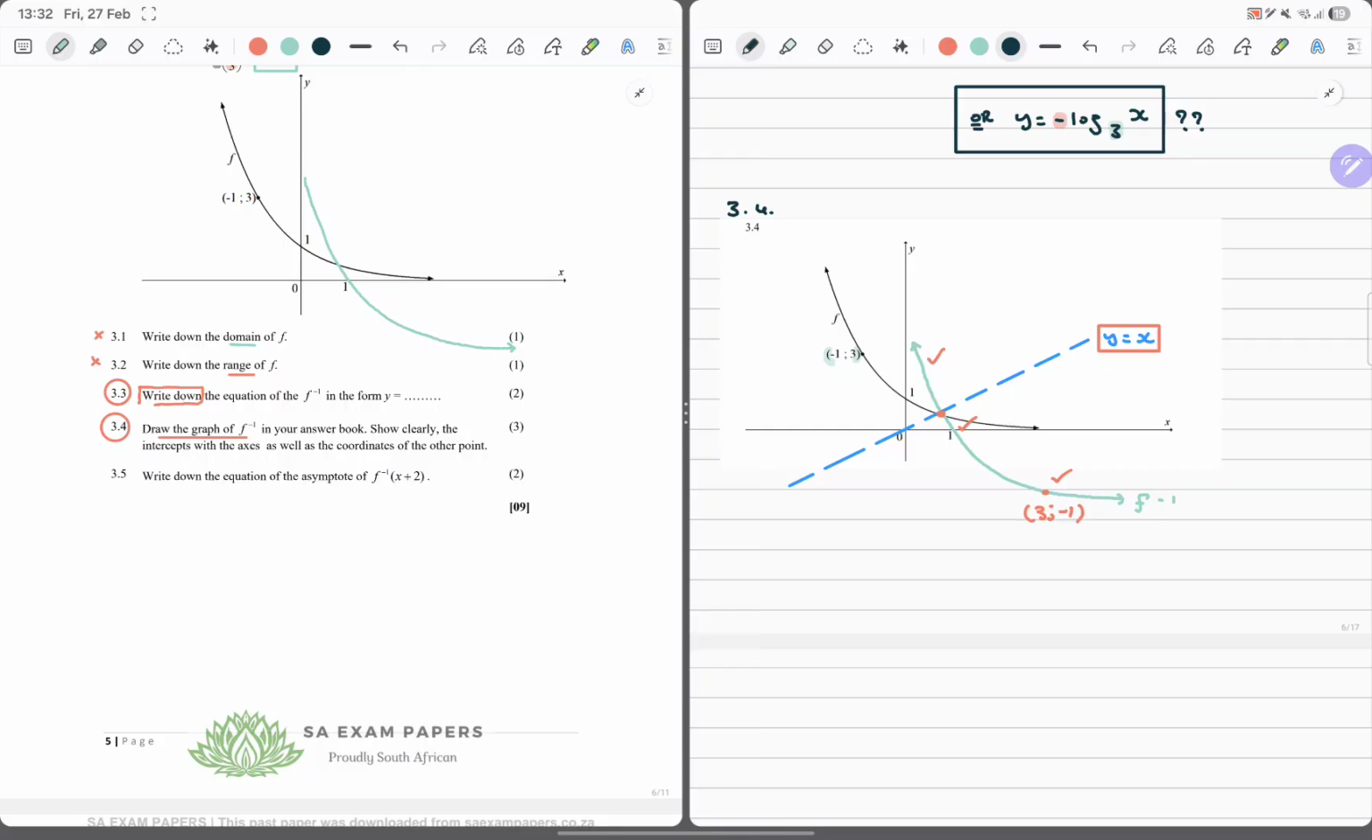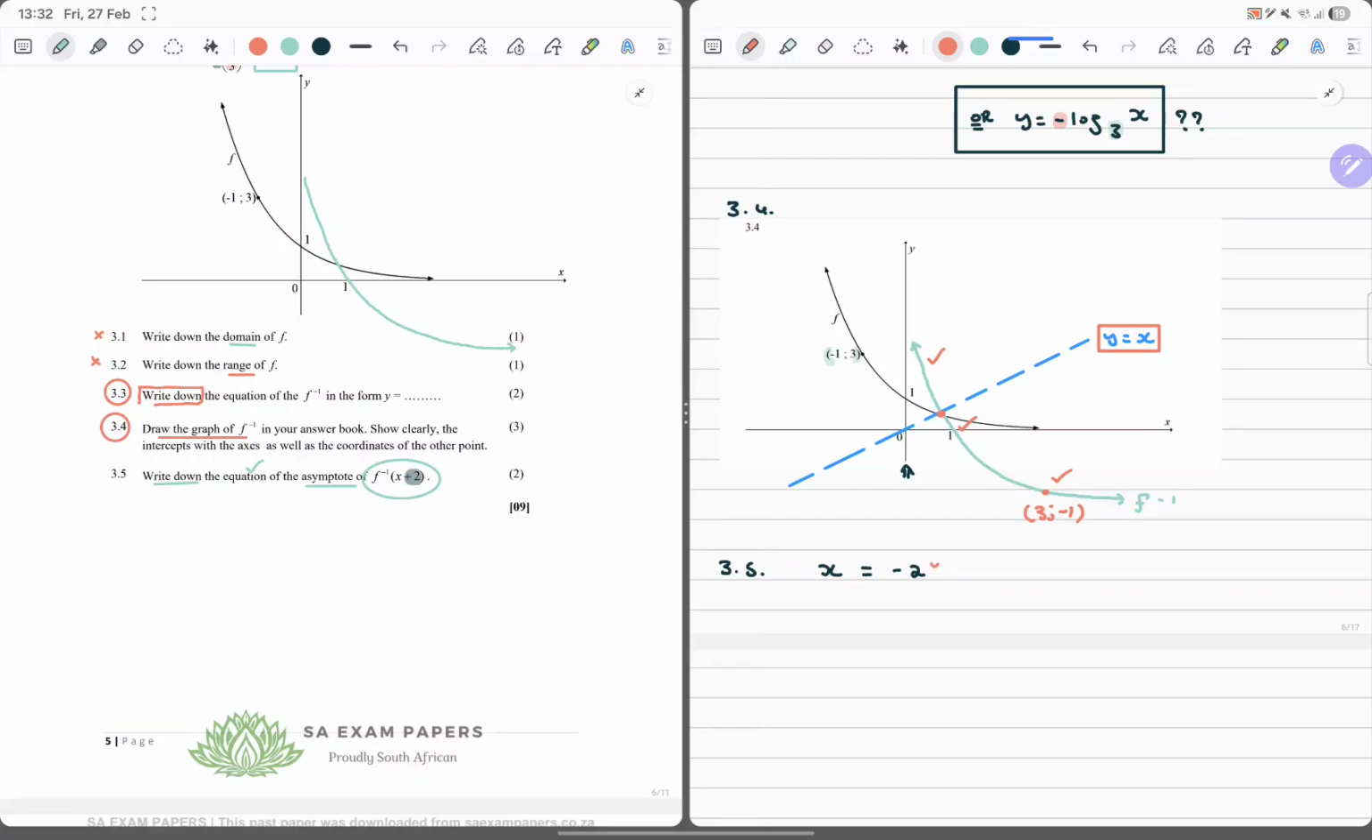Okay, so let's do 3.5 over here. It says write down, answer only, the equation of the asymptote of the inverse when we shift this graph horizontally. Can you see this is a horizontal translation to the left? Now remember, the asymptote is what in the original? It's the y-axis, which is the line x is equal to 0. But now we're going to shift it to the left 2 units. So this means the asymptote is going to be x is equal to -2.